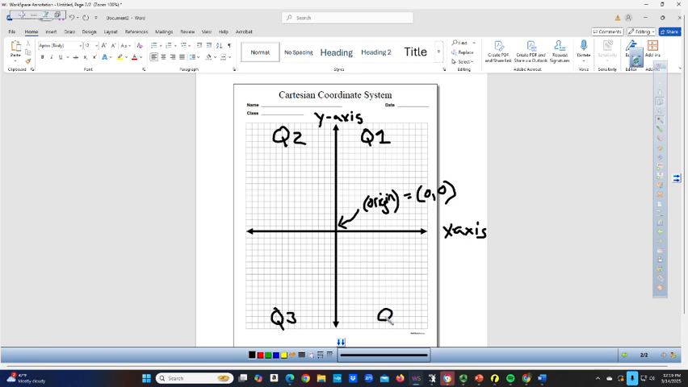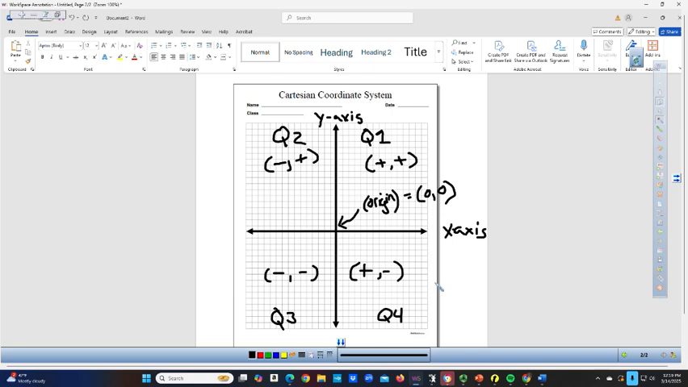and quadrant 4. It's important that you understand the quadrants because each one of them has a unique positive, negative ordered pair. If I'm in quadrant 1, going to the right of the origin and up above the origin, both of these values will be positive. In quadrant 2, your x value goes negative and your y value will be positive. In quadrant 3, both of your values are going to be negative. And in quadrant 4, your x value is going to be positive, but your y value will be negative.